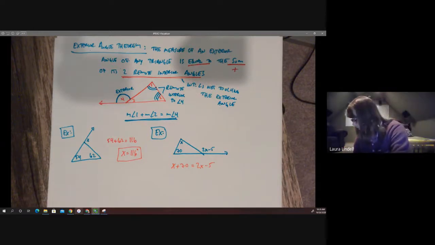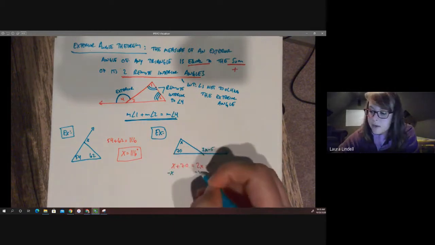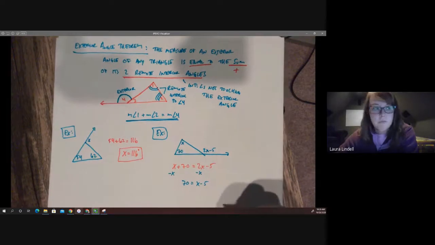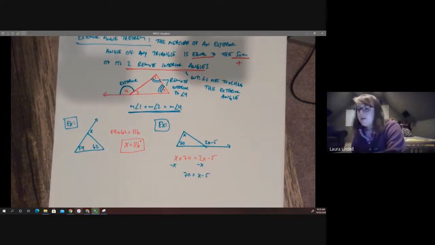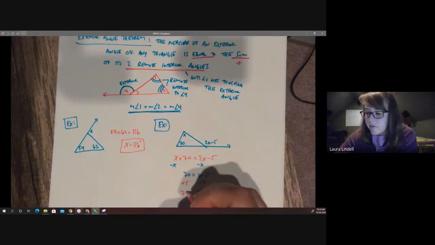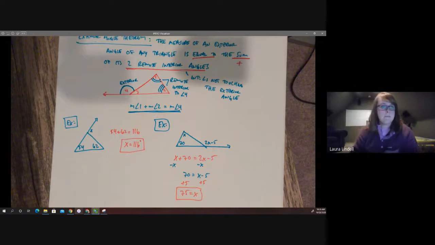And then we want to solve this for x. So I might subtract x on both sides to get 70 equals x minus 5. And then add 5 on both sides to get 75 equals x. And then we're done.